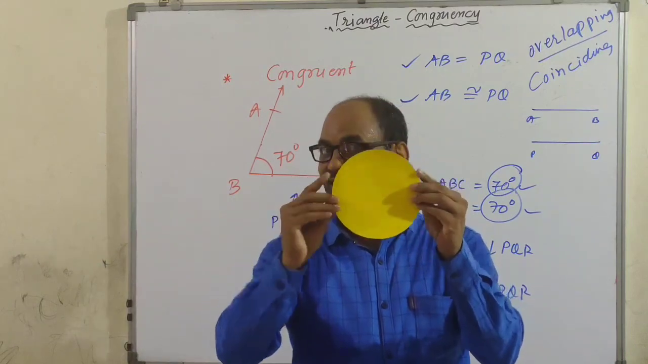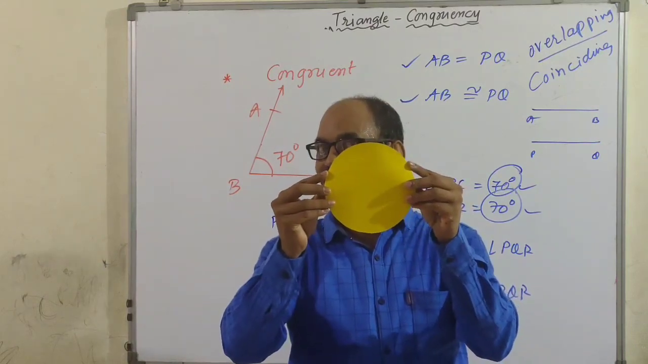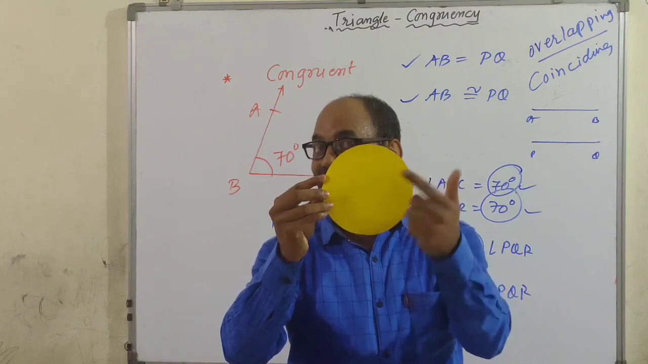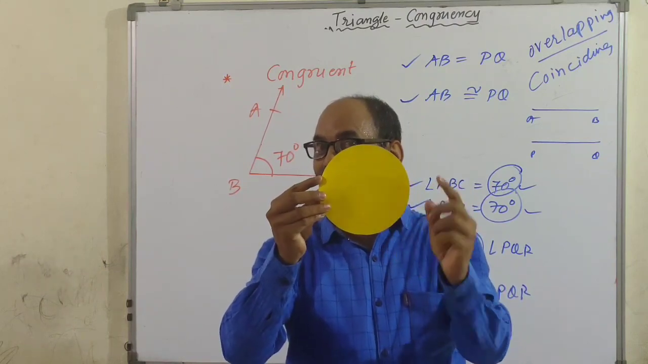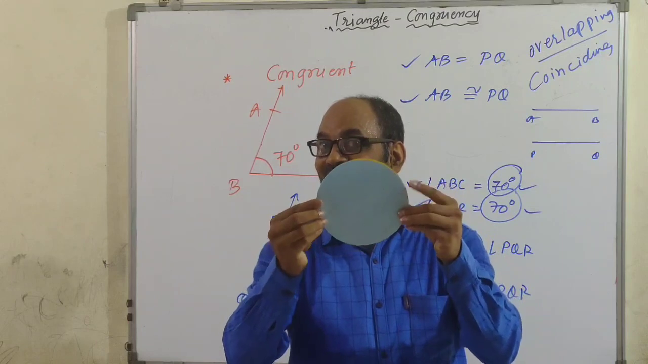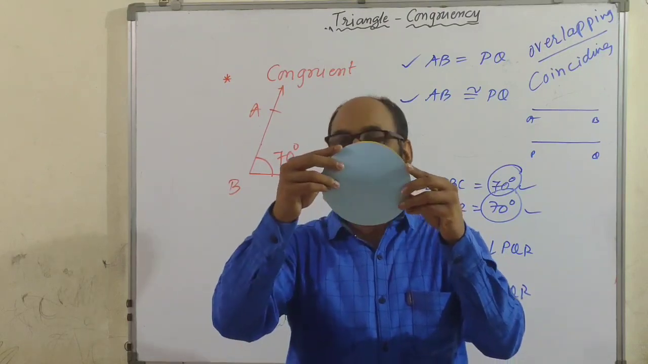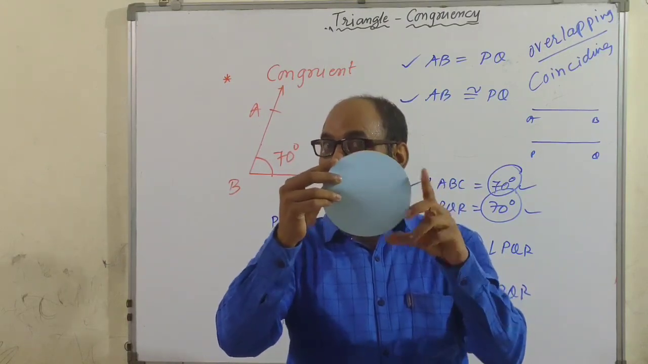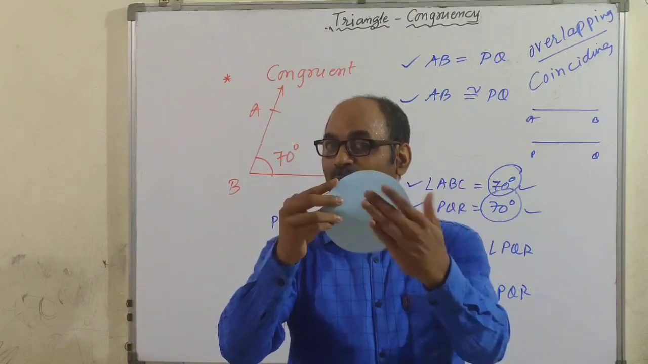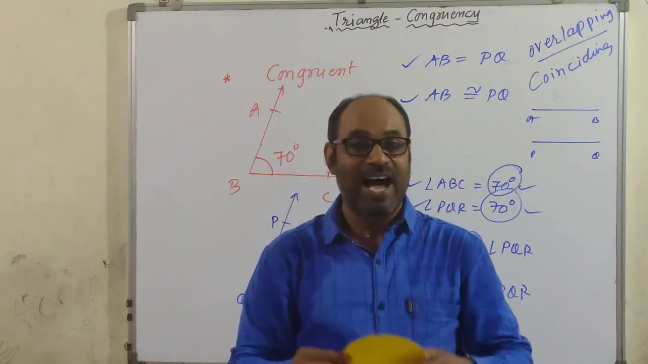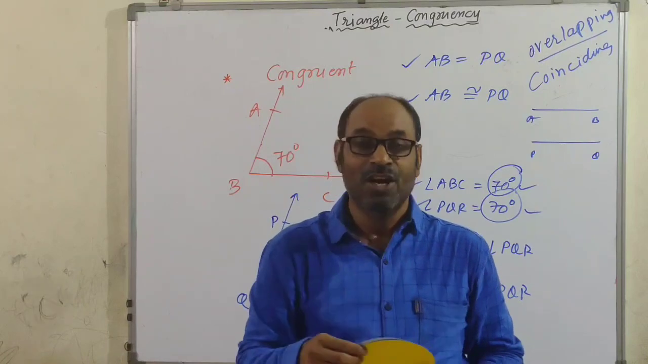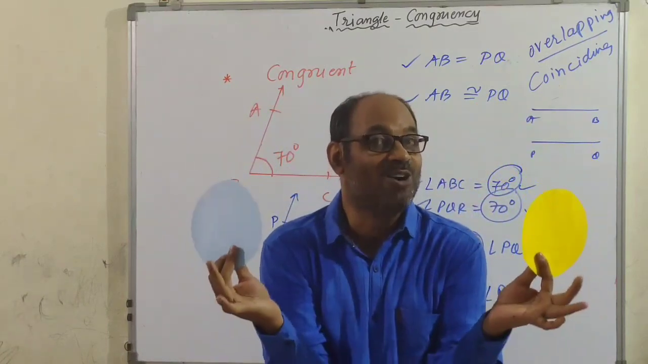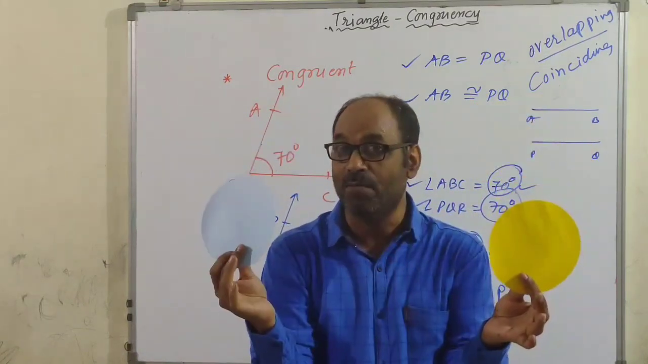I have two circles. Can you see the blue circle? No. You can see the yellow circle. Why? Because the blue circle is coinciding with the yellow circle. Now can you see the yellow circle? No. You can see only the blue circle. Because the blue circle and the yellow circle are exactly coinciding with each other. So these two circles are congruent because they have equal measure.